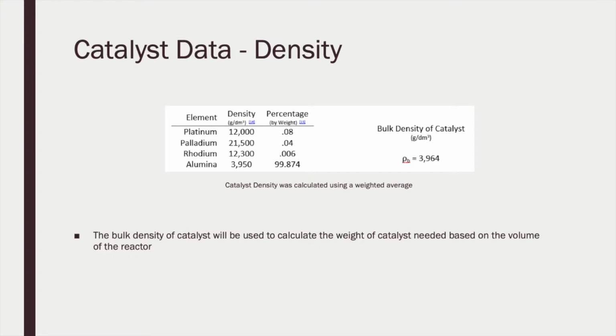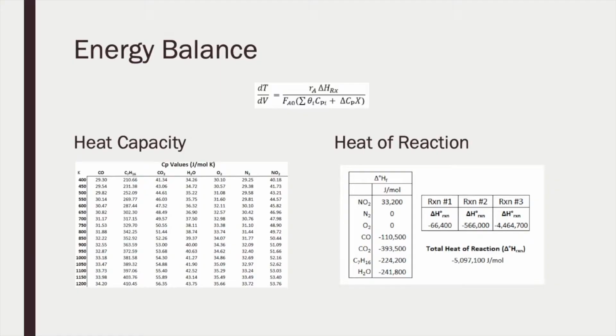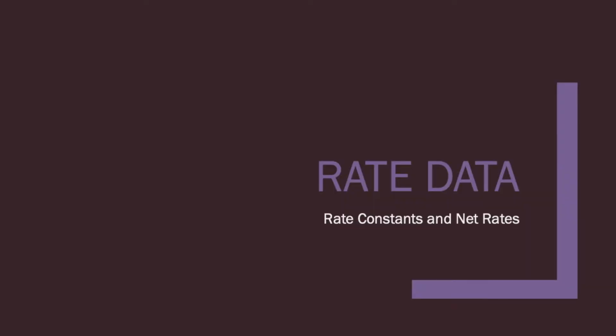The bulk density of catalyst will be used to calculate the weight of catalyst needed based on the volume of the reactor. So now we're going to talk about our energy balance. The energy balance is as follows, being calculated with these temperature-dependent heat capacities, and here's the total of the heat of reactions. And now we're going to present our rate data.